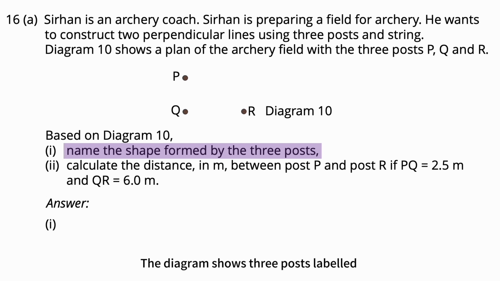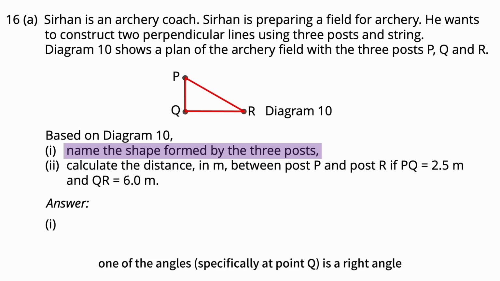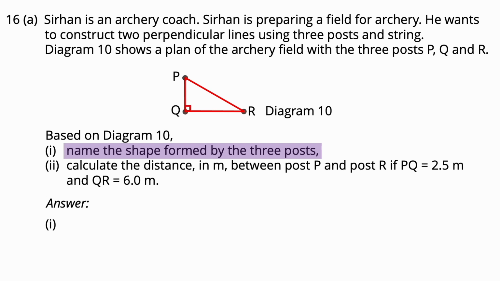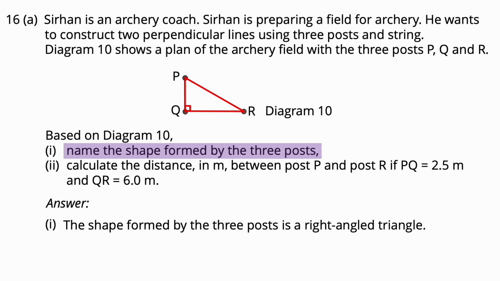The diagram shows three posts labeled P, Q, and R. According to the question, the coach wants to construct two perpendicular lines using these posts. Perpendicular lines meet at a right angle, 90 degrees. This means that when you connect the posts P, Q, and R, one of the angles, specifically at point Q, is a right angle. When a triangle has one right angle, it is called a right-angled triangle. So, the shape formed by the three posts is a right-angled triangle.